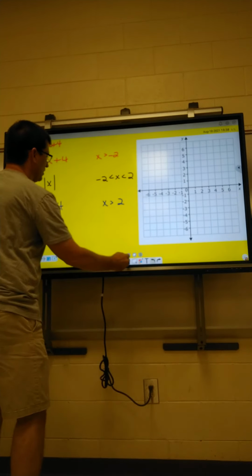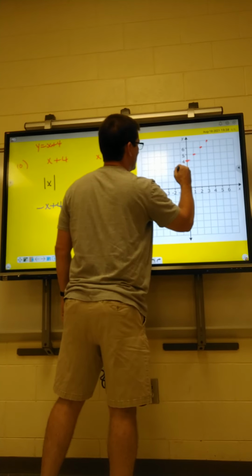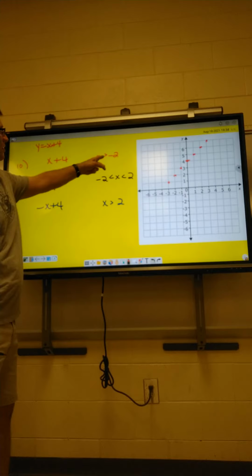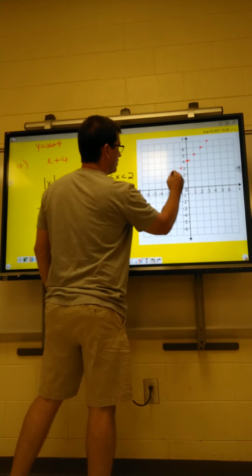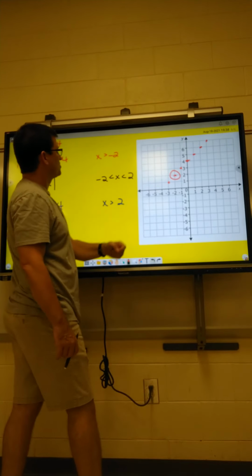Let's do that again. Up 1 over 1. So these are all dots. All right, so before you draw your line, look at this part. This shows you go to negative 2 with an open circle right there. I went to negative 2, followed it up where I hit my line, open circle.